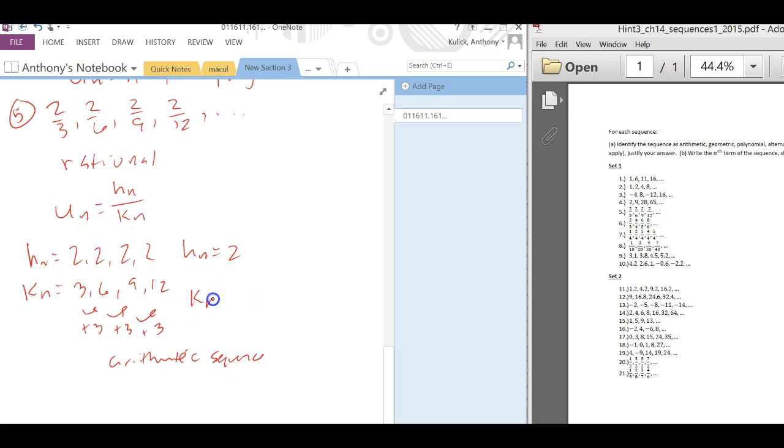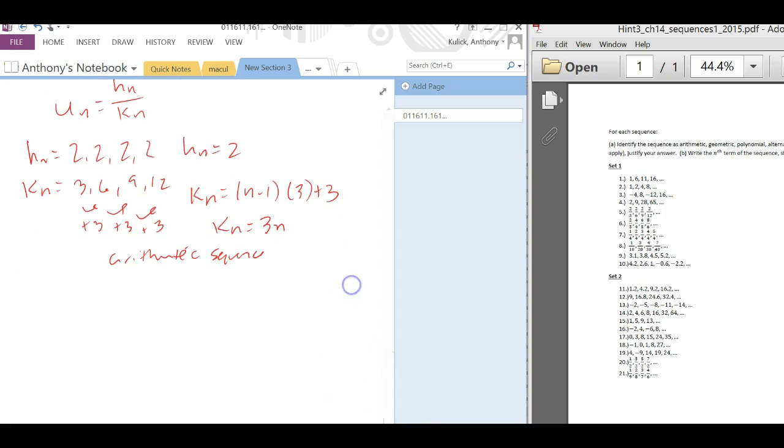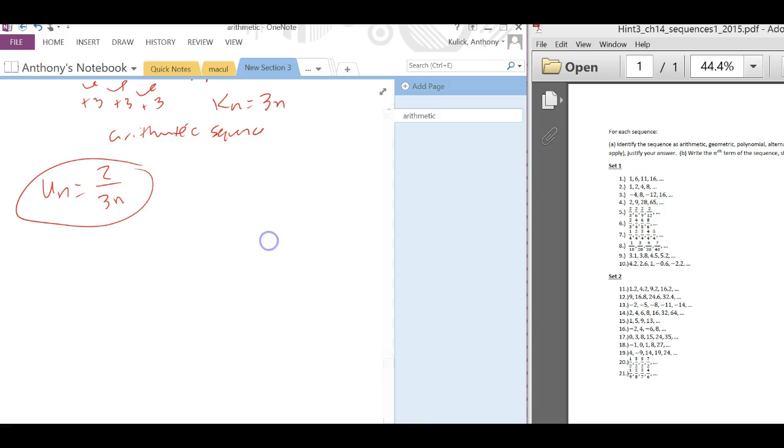And I can say then k sub n equals n minus 1 times 3 plus 3, or k sub n equals 3n. So my sequence u sub n is 2 over 3n. Boom. Done. Number 6.